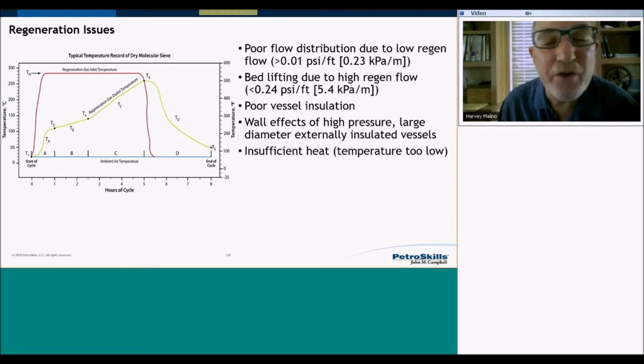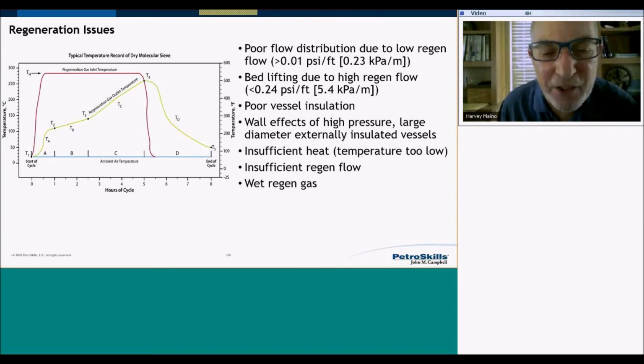Other regeneration issues, maybe your temperature, you don't have your regeneration gas hot enough. Maybe you're only at 350 degrees Fahrenheit and you just don't have enough time to regenerate a vessel at such a low temperature. Maybe you don't have enough regeneration gas flow. Maybe your regeneration gas is wet. And if it's wet due to mechanical issues and you're regenerating countercurrent to absorption, you're going to lay down water at the product outlet of the bed.